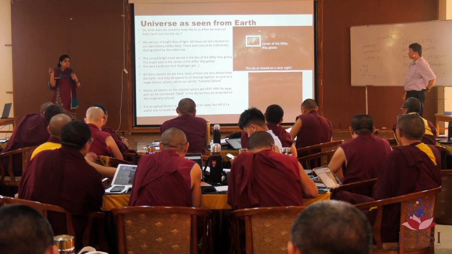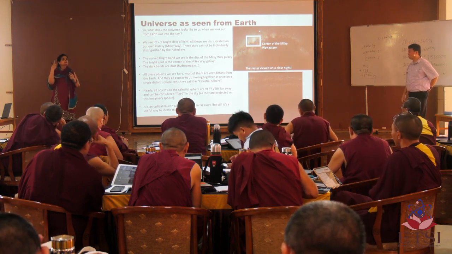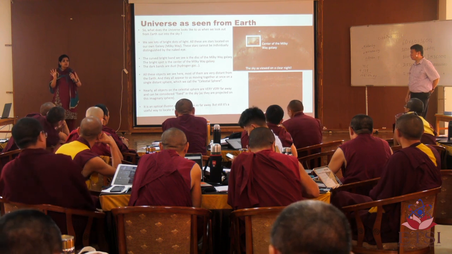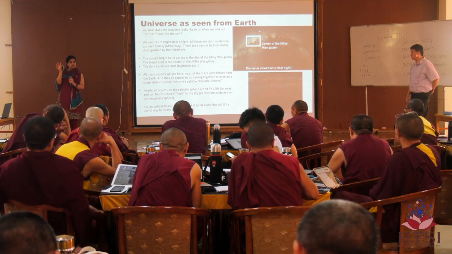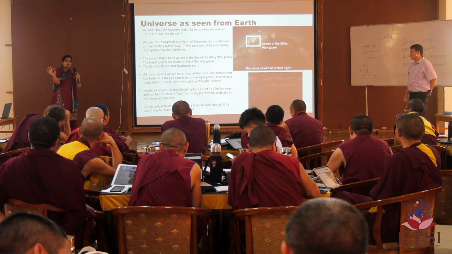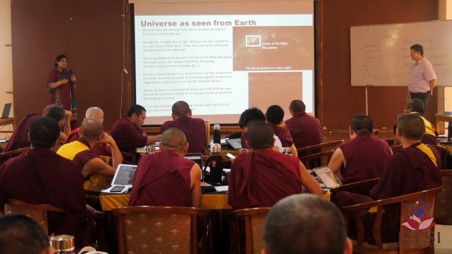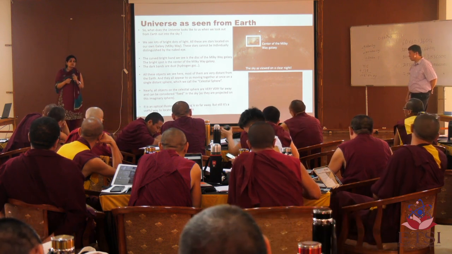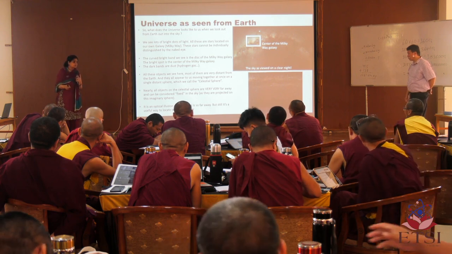So this celestial sphere, it's just an optical illusion, an imaginary sphere, because from Earth, when we look at all these objects in the sky, it looks like there is a sphere. So it's like an optical illusion, but it's very useful because it helps us to locate objects in the sky.